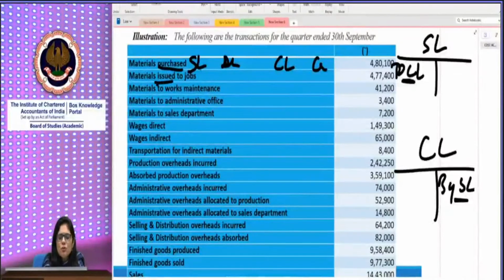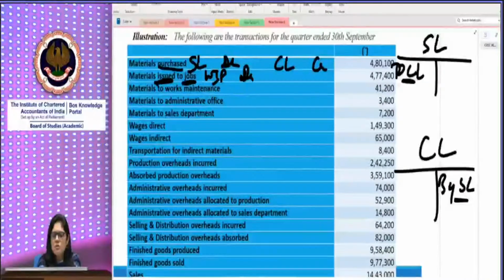Material issued to jobs. Now it's an internal transfer. Cost ledger has nothing to do with it. Which control account is receiving? WIP. Jobs means production. WIP debit and it is going from stores. So SL credit. Clear? So WIP debit and SL credit.